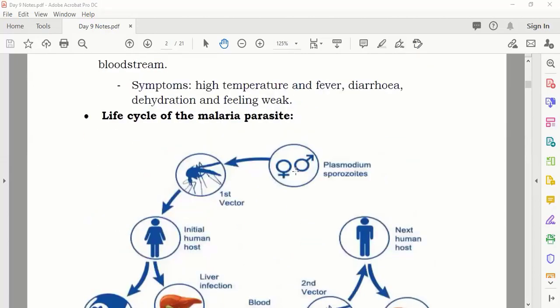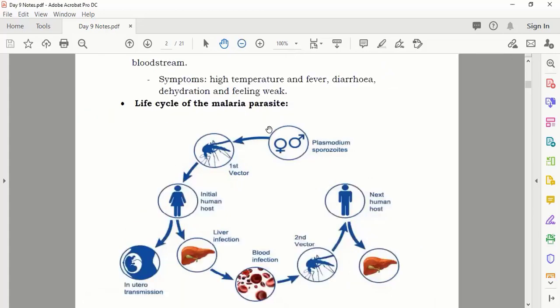Okay. Now, what are the symptoms? If you talk about the symptoms of malaria, you can say high temperature and fever. Also diarrhea, dehydration, and feeling weak. So these can be the symptoms of malaria. Here I will explain this cycle to you, and after that I will show you the video also, so it will give you a better comprehension.